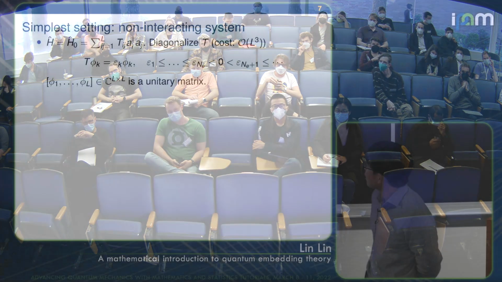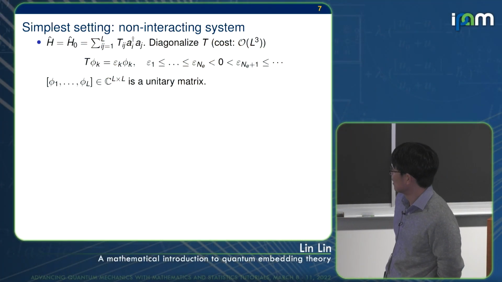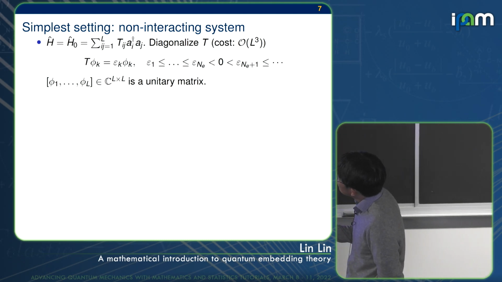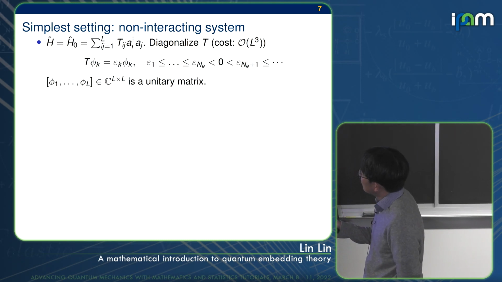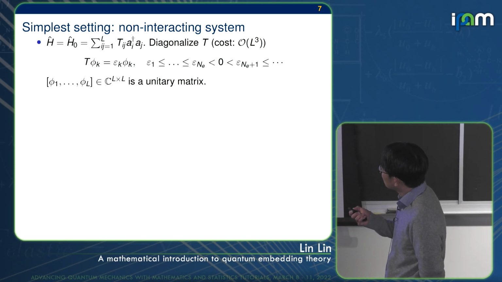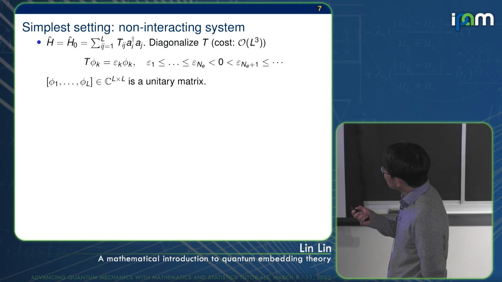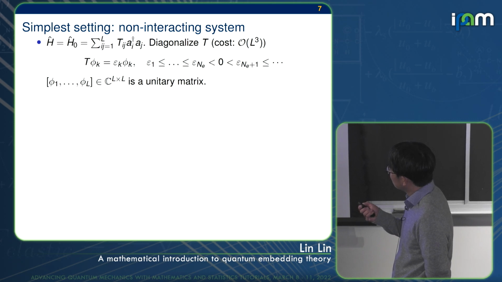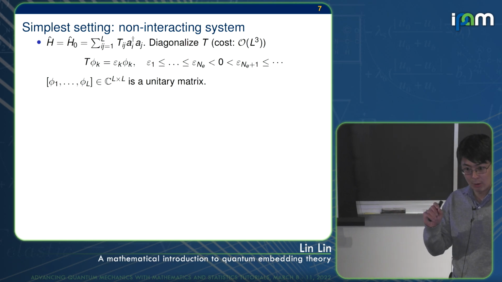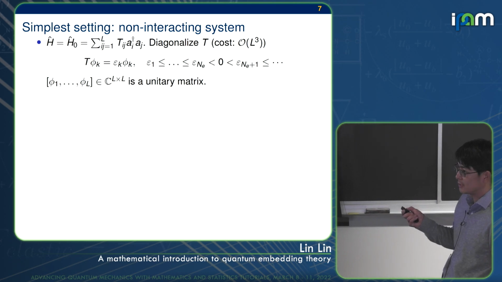So the simplest setting is this so-called non-interacting system. It is very, very important for many reasons. This means that the quartic part is thrown out for whatever reason, so you're only left with the quadratic part. Then you can do this linear algebra operation. You can diagonalize this matrix T, which is only of size L. The cost of that is L cubed.